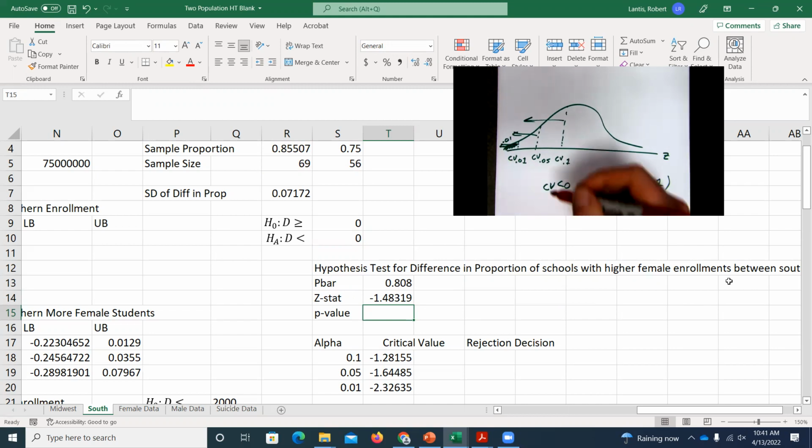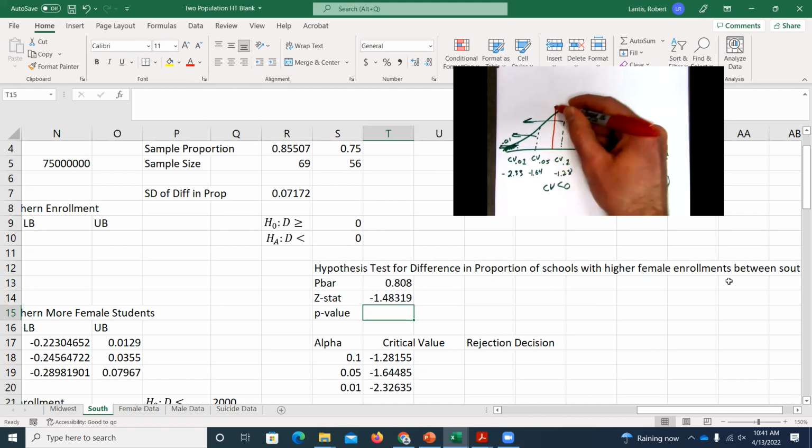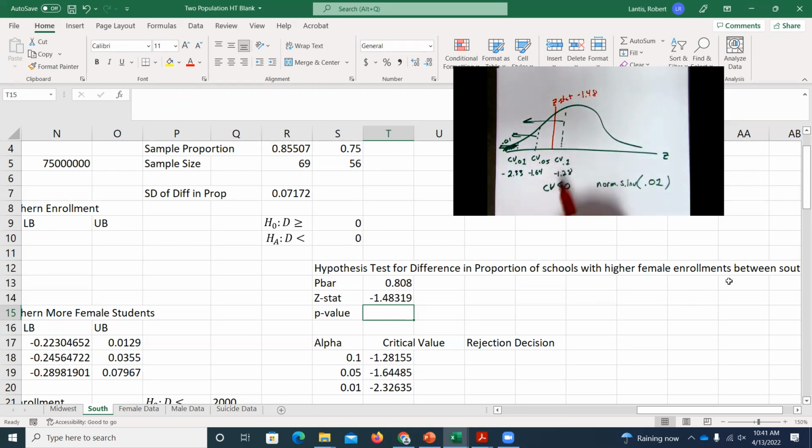Negative 1.48. My critical values were negative 1.28, negative 1.64, and negative 2.33. So my test statistic of negative 1.48 would be here. So I'm in the rejection region at the 10% level. So I reject here, but I failed to reject at the other two.